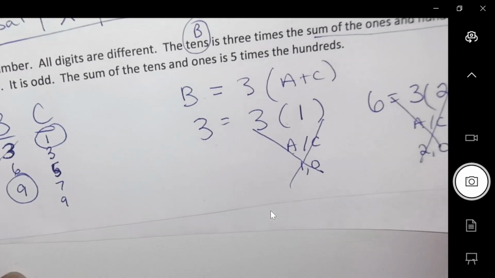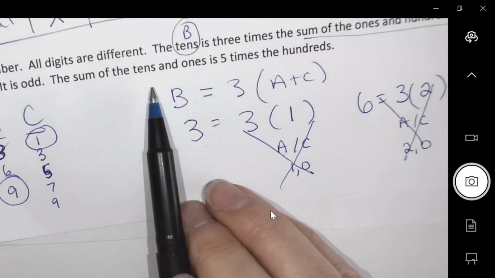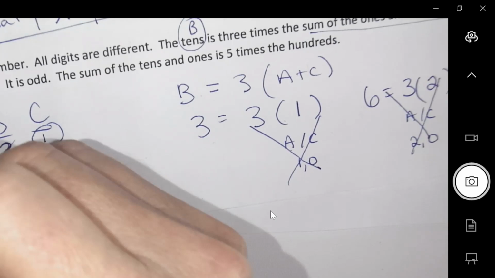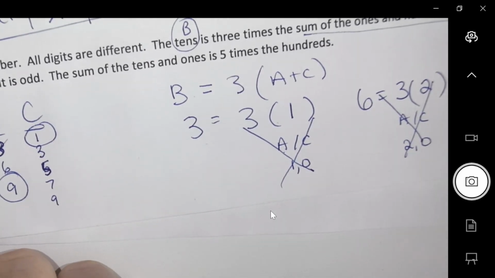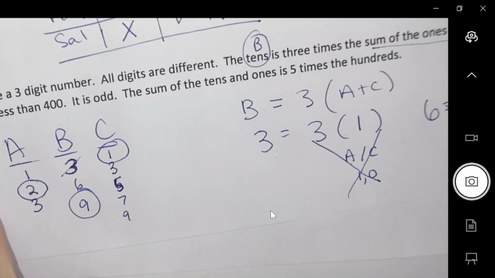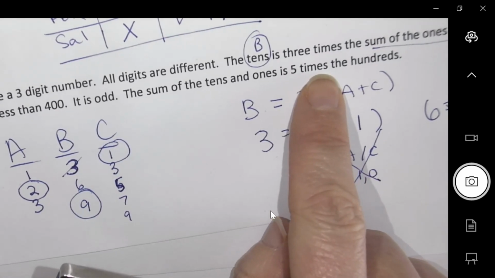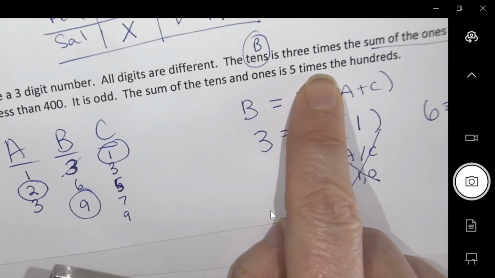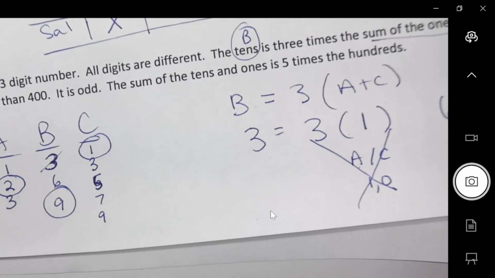Wait, what's the last thing? What's that? The sum of the tens and the ones. So if I add those together, the sum of the tens and the ones, it's 10, which is 5 times that digit. Okay. But I already found the answer without that. Yeah.